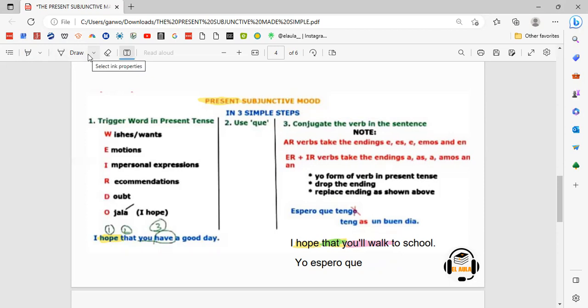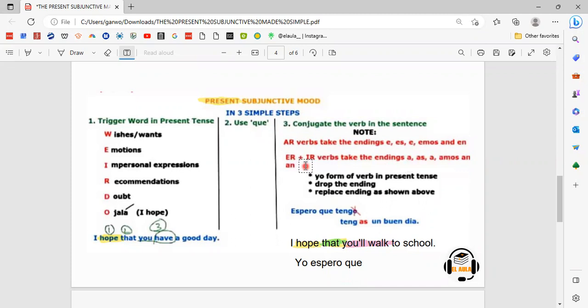Now, when we get to the third part, the change of subject in the subjunctive statement, what we're going to do is think about whether this is an AR, IR, or ER verb. Now, to walk in Spanish would be caminar, right, which is an AR verb. Now, the rule is that if we have an AR verb, we are going to take the endings e, es, e, emos, or en, depending on what the subject is. And in this case, it's you. If it were an ER or IR verb, we'd use a, as, a, amos, an.